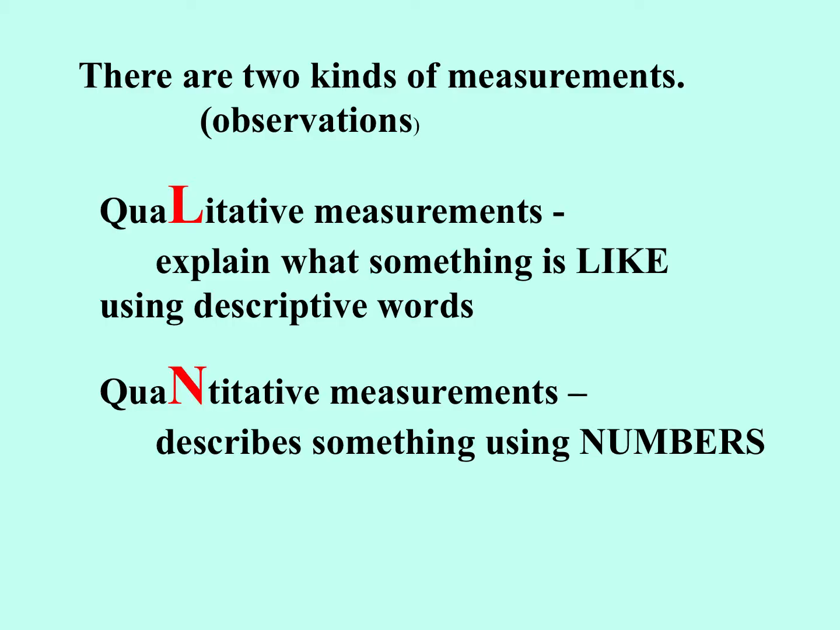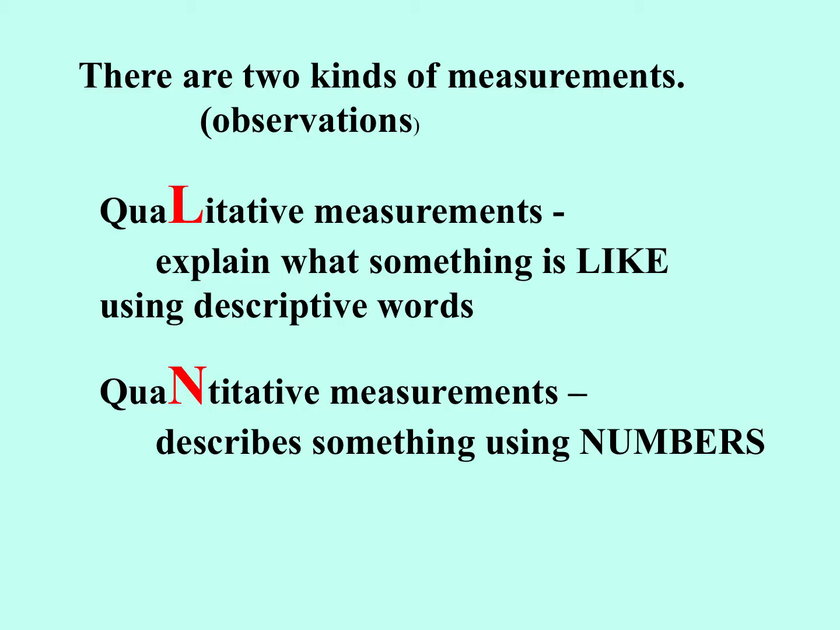A qualitative measurement explains what something is like. It uses descriptive words like it's blue, it's green, it's hot, it's cold. She's taller than her little sister. He's older than his cousin. None of those have numbers, but they are measurements, they're observations.